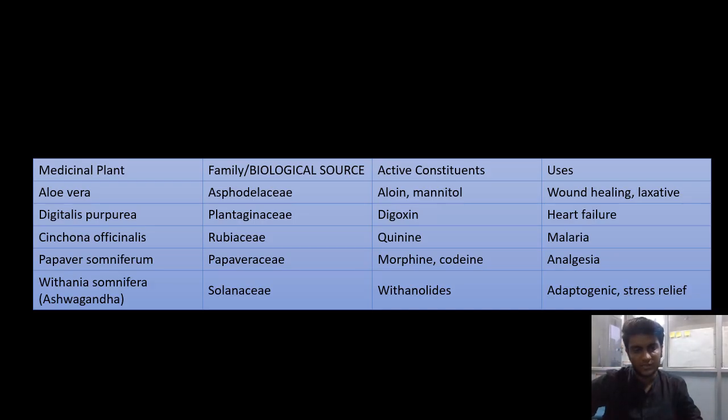Similarly, for pharmacognosy, always make tables: medicinal plant, biological source, and then phytoconstituent, then uses. So like aloe vera, it is a C glycoside. And you can take one more column of tests: Borntrager's, modified Borntrager's, the family, the active constituent, aloin, barbaloin, isobarbaloin, beta barbaloin. So this is a very good way of studying pharmacognosy.